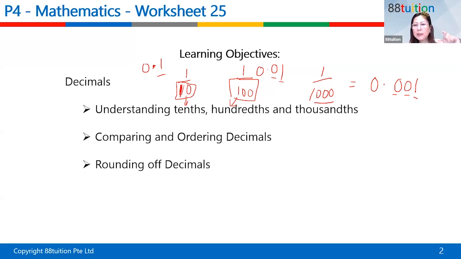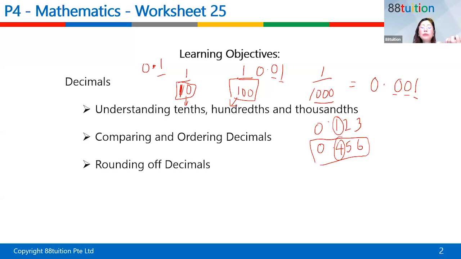Comparing and ordering decimals means the same thing. We are always comparing from left to right. So 0.123 and 0.456. Of course, we look at the first number. So 4 is bigger than 1, so this is the bigger number.